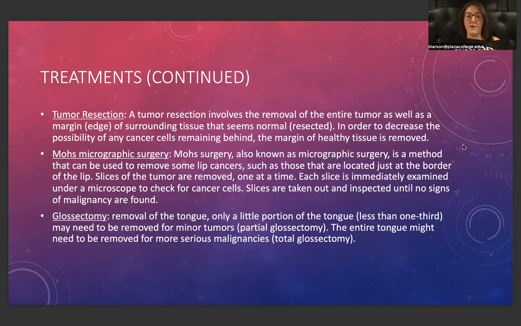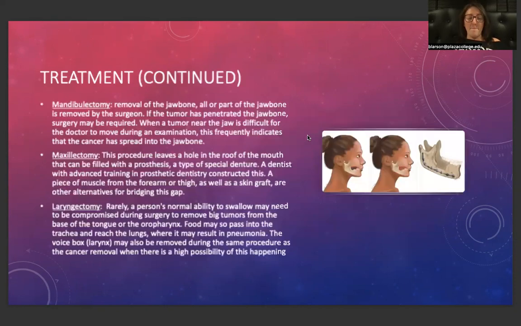Glossectomy is a removal of the tongue. Only a little portion of the tongue, less than 1/3, may need to be removed for minor tumors, which is called a partial glossectomy. The entire tongue may need to be removed for more serious malignancies, which is a total glossectomy. There is also mandibulectomy, which is removal of the jawbone. All or part of the jawbone is removed by the surgeon. If the tumor has penetrated the jawbone, surgery may be required. When a tumor near the jaw is difficult for the doctors to move during an examination, this frequently indicates that the cancer has spread to the jawbone.